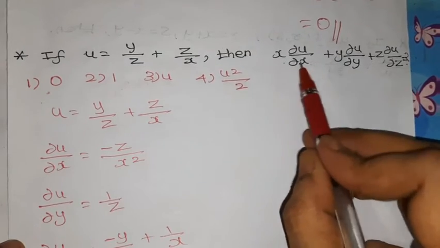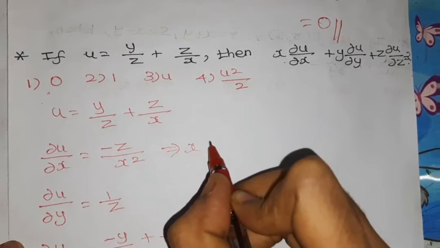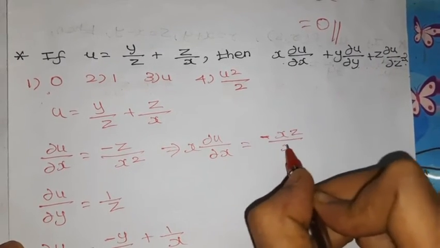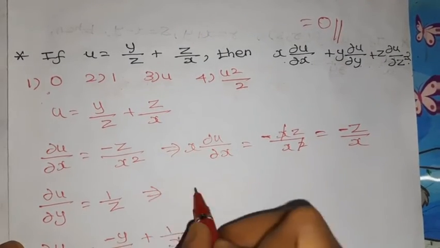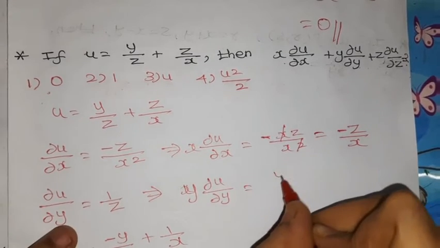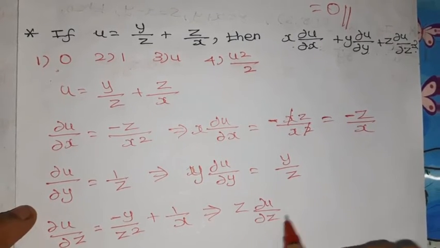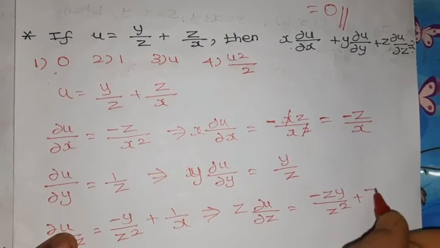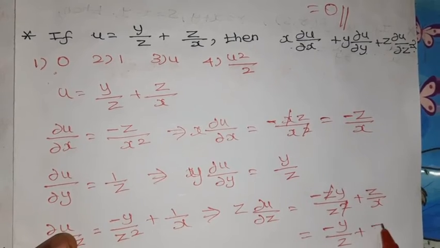Then what we need to do? x ∂u/∂x plus y ∂u/∂y plus z ∂u/∂z. Multiplied by x, x ∂u/∂x for this term is minus xz by x squared. Cancel this, what can we get? Minus z by x. Then y ∂u/∂y equals y by z. Then z ∂u/∂z, multiplied by z, is minus zy by z squared plus z by x, which is minus y by z plus z by x.